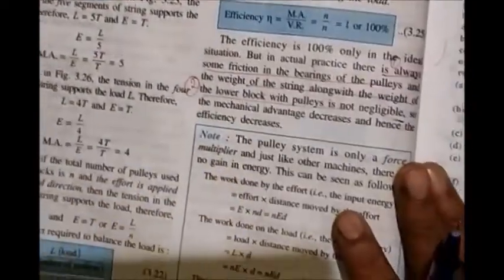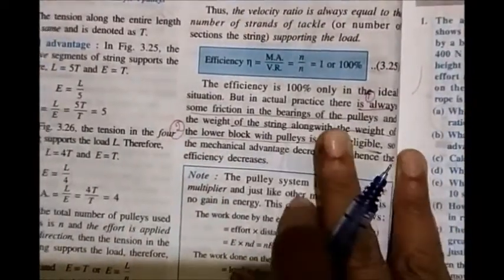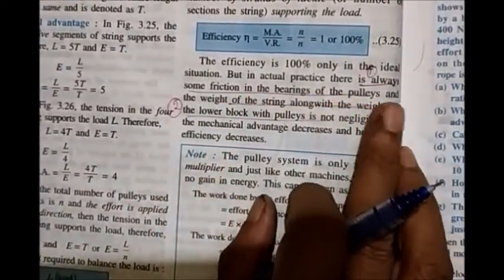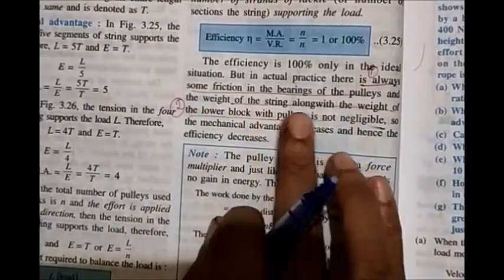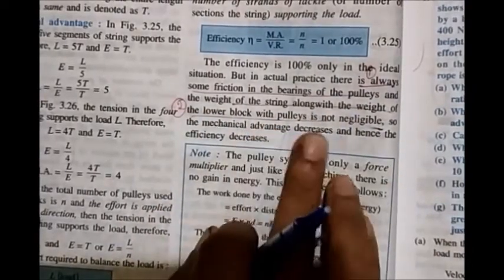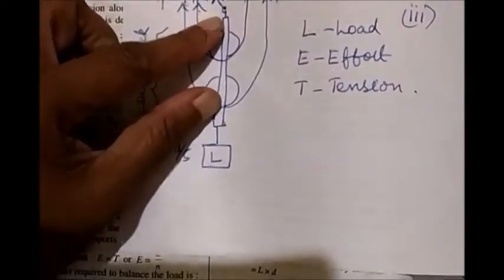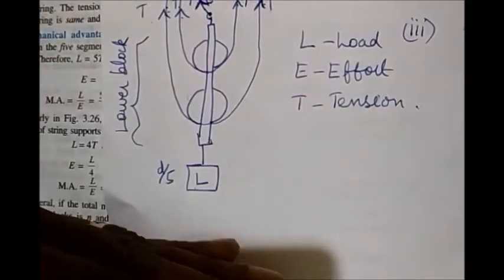Okay children, same here, efficiency is 100% only in ideal cases. In actual practice it is less than 100%. Why? There is some friction in the bearings of the pulley, and second, the weight of the string along with the weight of the lower block with pulleys is not negligible. In a single movable pulley you had only 1 pulley. Here there are 2 pulleys. You have to lift both the pulleys along with the load.